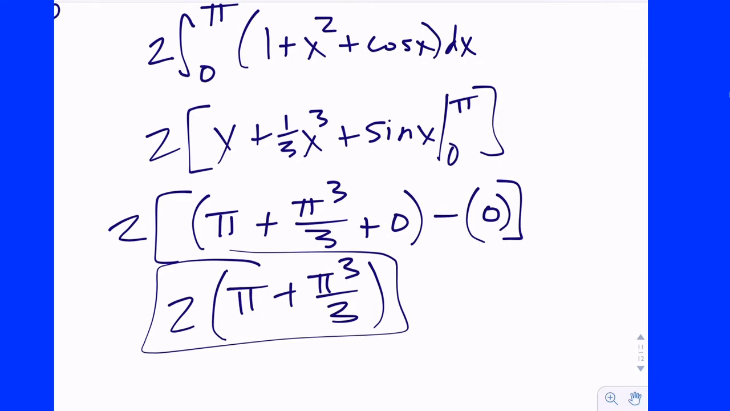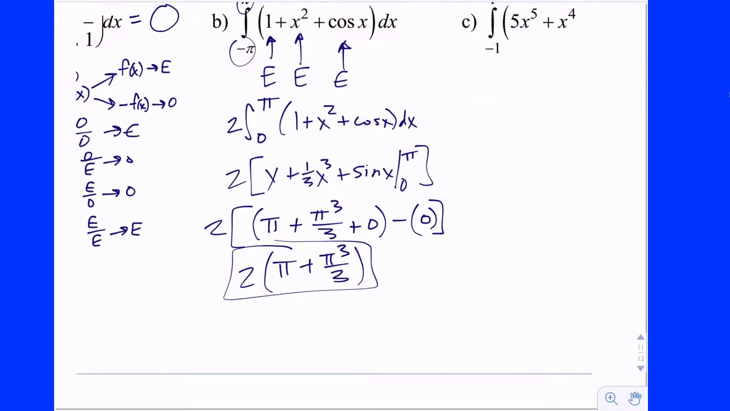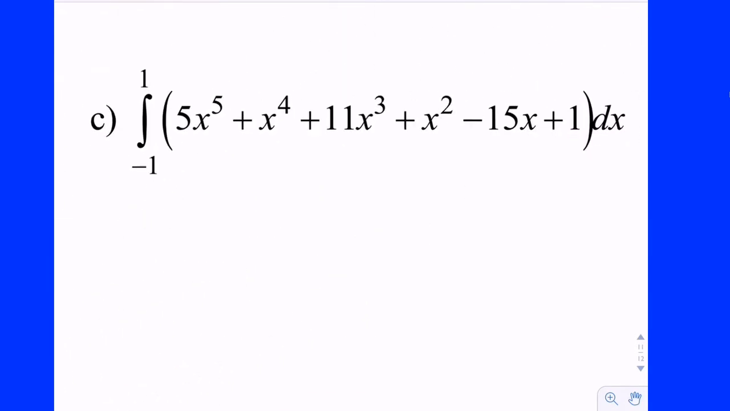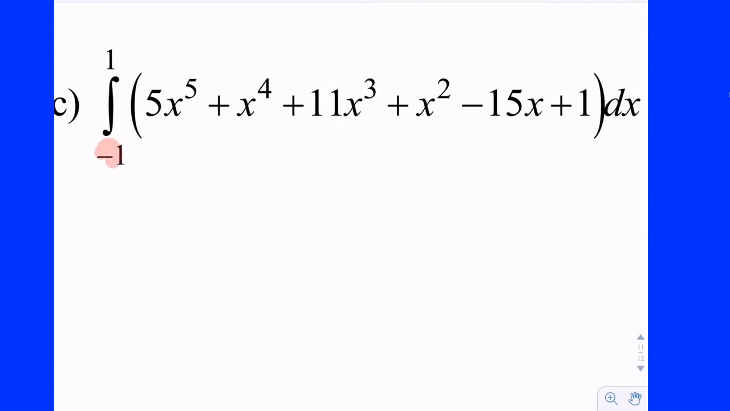Ta-da! Symmetry, much like parentheses, could be your best friend in a math class. And then letter C, the integral from -1 to 1. Symmetry. Now notice we have a 5th degree polynomial. And remember, there's an easy test for polynomial symmetry, right? If you replace x with -x and none of the signs change, it's even. And if all the signs change, it's odd. And if some change and some don't, it's neither.